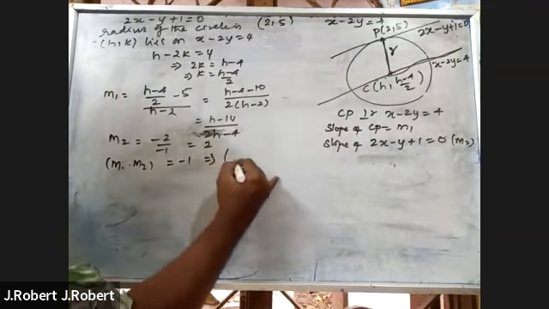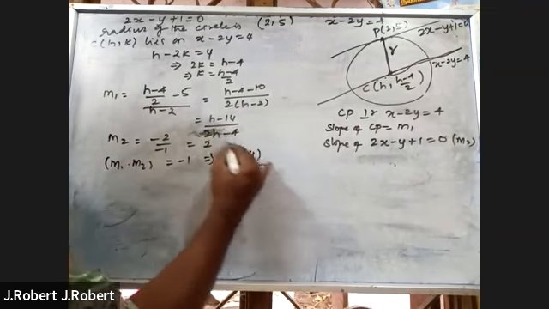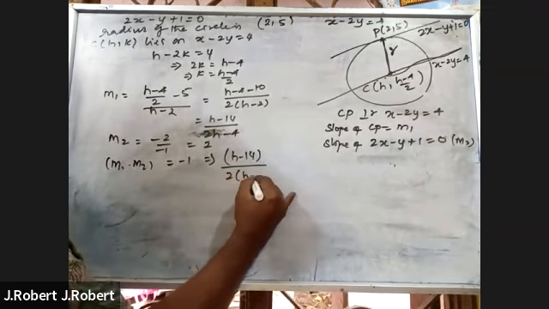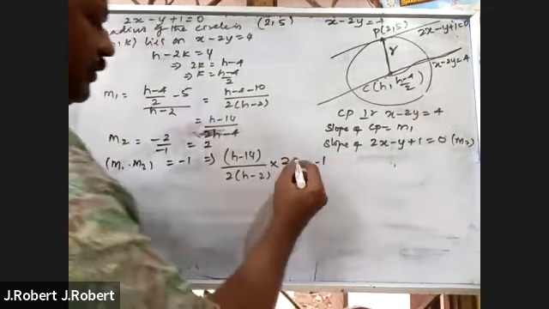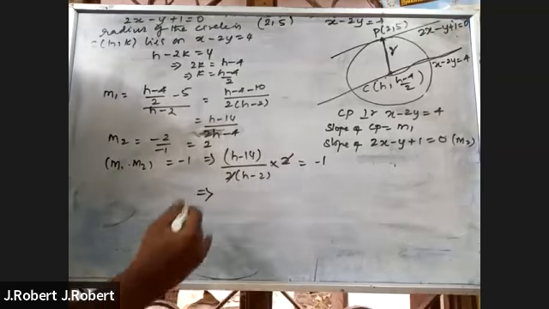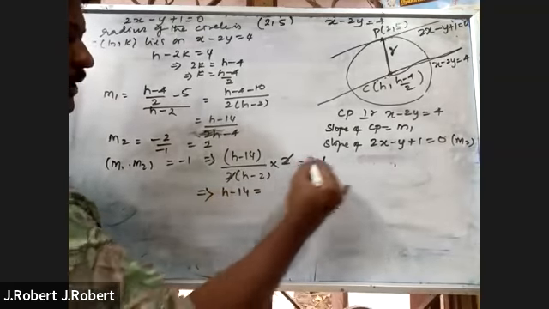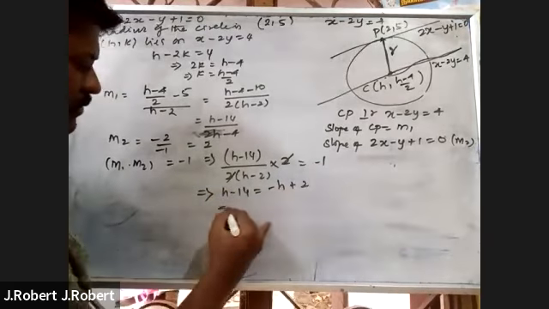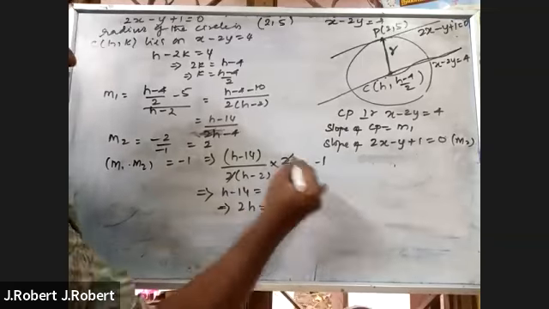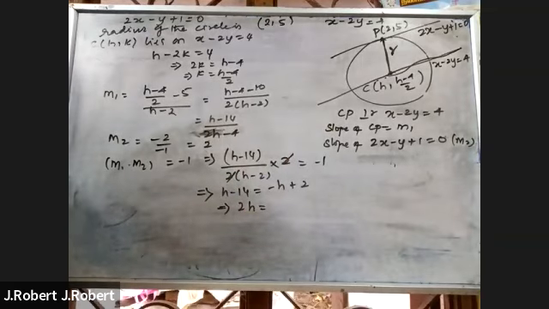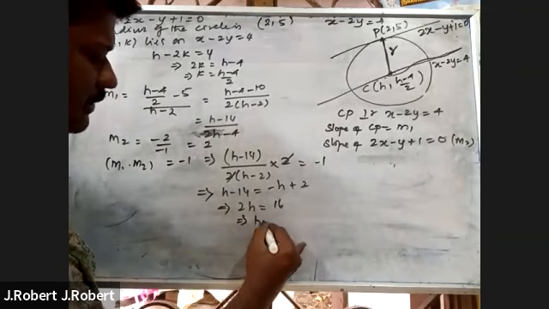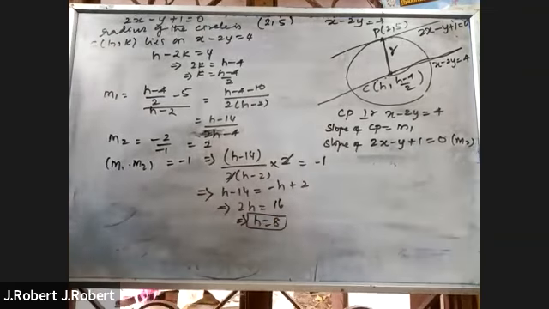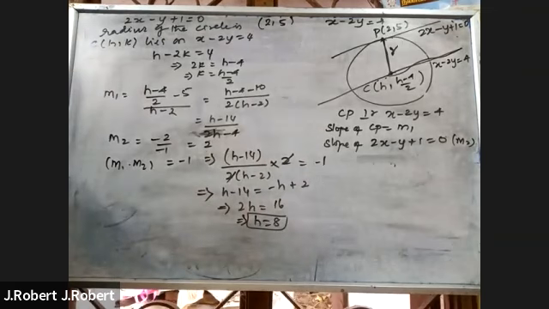So (h minus 14) divided by 2 into (h minus 2), multiplied by 2, is equal to minus 1. The 2s cancel. Cross multiply: h minus 14 equals minus h plus 2, so 2h is equal to minus 14 minus 2, which is minus 16. Sorry, plus 16. So h is equal to 8. So we have found h: your h is equal to 8.